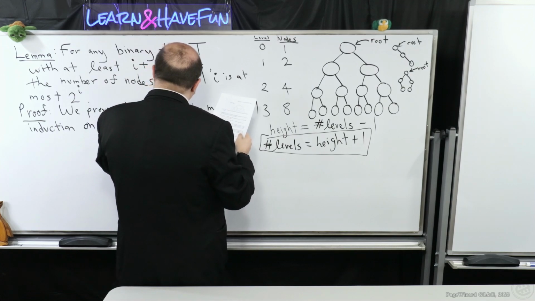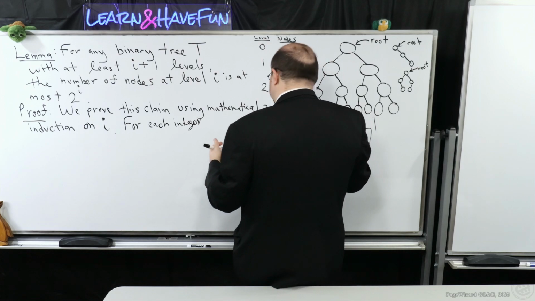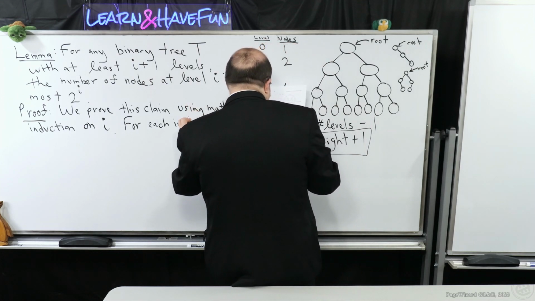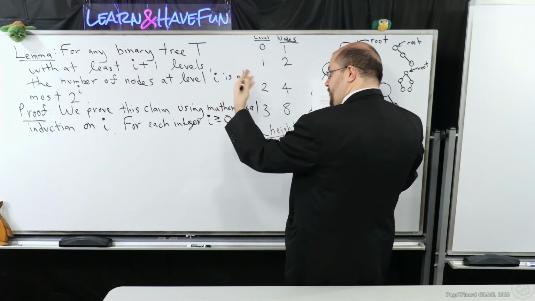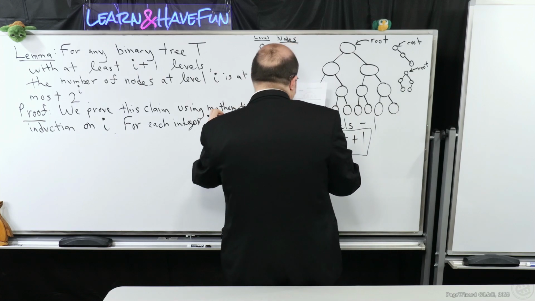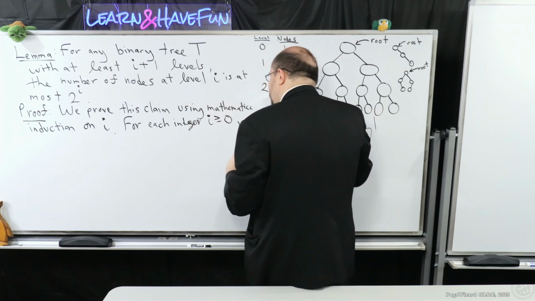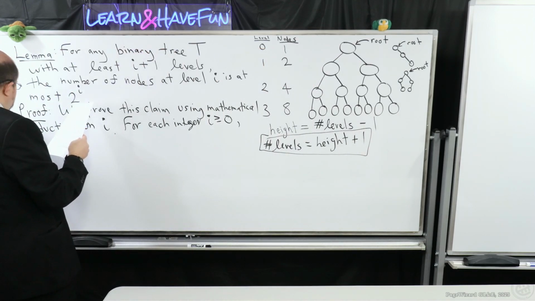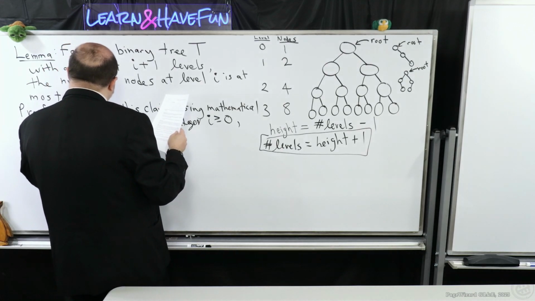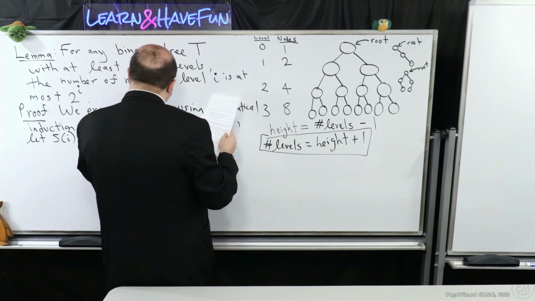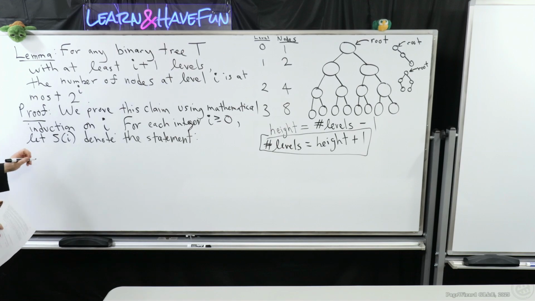For each integer, so we're going to come up with our statement. For each integer I greater or equal to 0, which makes sense for the way that we're defining all of our terms here and how we're stating this lemma. This is the implicit part I was referring to. For each integer I greater or equal to 0, let S of I denote the following statement. So this is what we're going to try to prove.